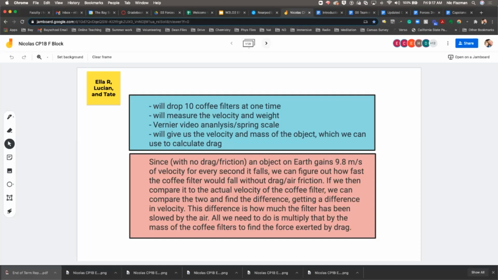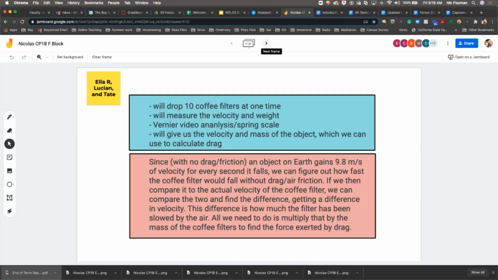Other questions to other groups? I'm going to go on record that I don't think I understand, for group one, the last sentence: all we need to do is multiply that by the mass of coffee filters to find the force exerted by drag. When you write a sentence with "that" inside of it, I'm not exactly sure what that refers to. And so I'm not sure what you're multiplying.